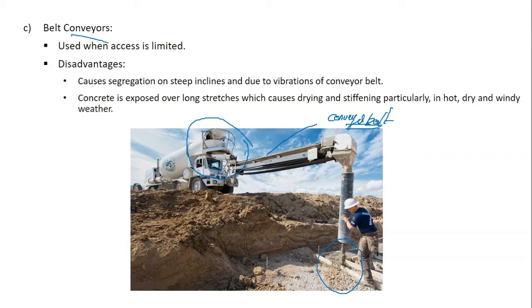There is a higher chance of water getting evaporated when it is coming through this conveyor belt. And moreover, when the environment is dry, windy, or hot, the evaporation of water is going to be high, and because of the vibrations of the conveyor belt, segregation is going to be seen.